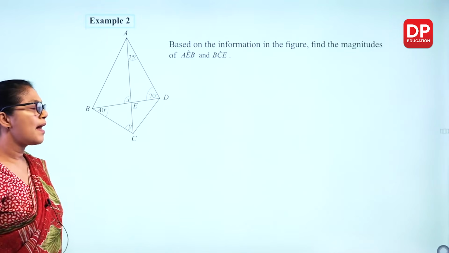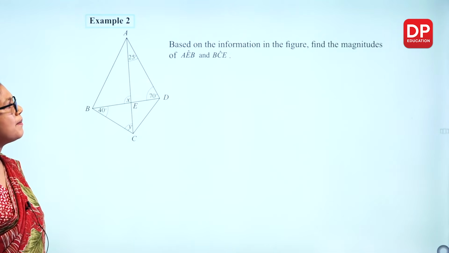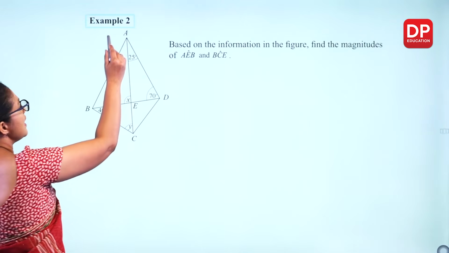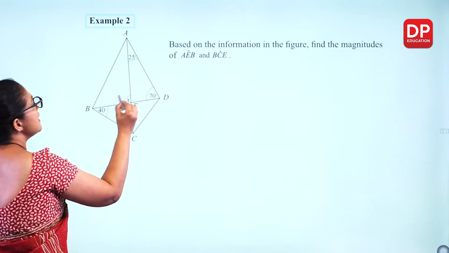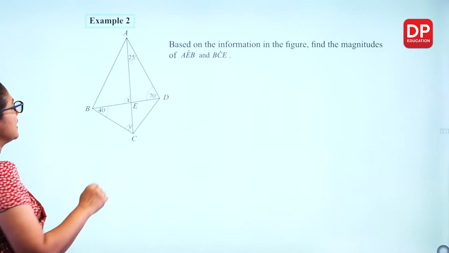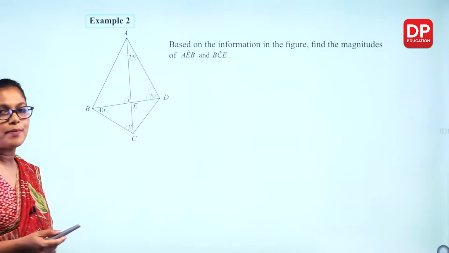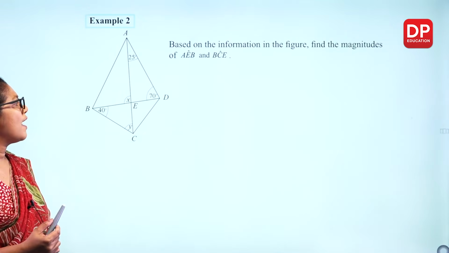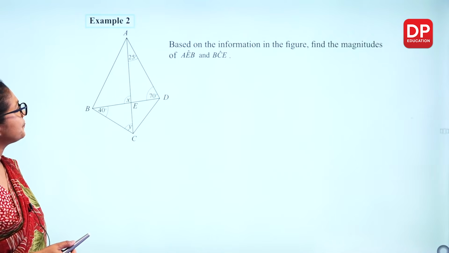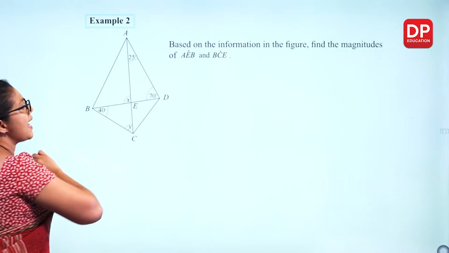Now we'll look at example number 2. Based on the information in the figure, find the magnitudes of AEB. Identify that angle AEB, that's X angle, and BCE, that means Y. So basically they are asking what's the value of X and Y. Now try to find out what can we say about this angle, X angle.